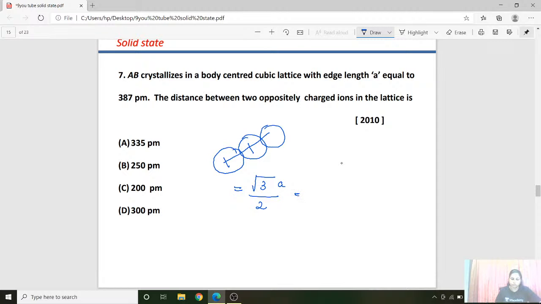When we say root 3, you know the value is 1.73. A is given as 387 picometer divided by 2, isn't it? So this will be almost 193 into 1.73. So what can be the possible answer, students? It cannot be 200. It cannot be 250. It cannot be 300. It should be more than that. 193 into 1.73, you multiply. Otherwise, it looks like the answer is option A, 335 picometer.